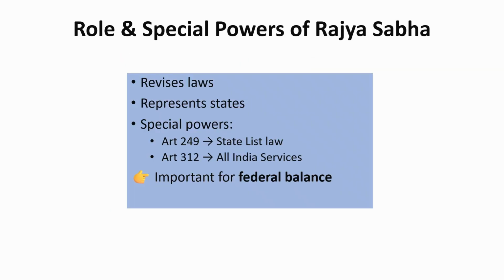Now, what is the role of Rajya Sabha? Rajya Sabha plays an important role in maintaining balance. It reviews laws passed by Lok Sabha and suggests changes. It also protects the interest of states as it represents states. For example, if a law affects states, Rajya Sabha ensures that their voice is heard. It also has special powers like making laws on state list subjects during national interest. So it acts as a balancing force in the system, and it is important for federal balance.